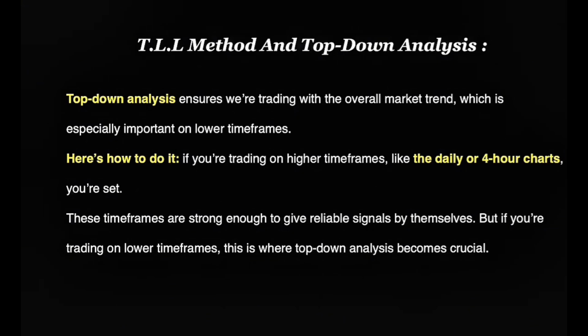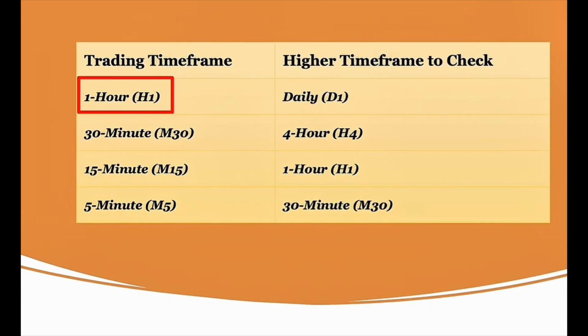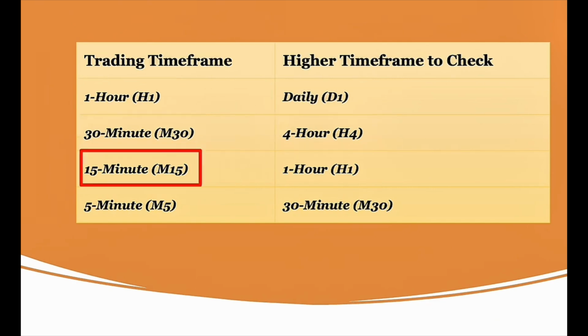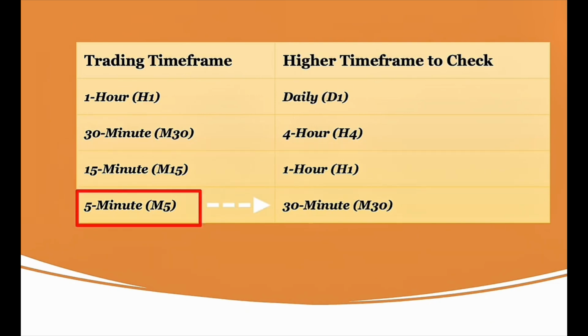But if you're trading on lower time frames, this is where top-down analysis becomes crucial. Let's break it down by each time frame. If you're trading on the hourly chart, check the daily time frame as your higher time frame to make sure the trend aligns. For the 30-minute chart, the higher time frame to confirm is the 4-hour. For the 15-minute chart, look to the 1 hour for trend alignment. And if you're trading on the 5-minute chart, check the 30-minute as your higher time frame.